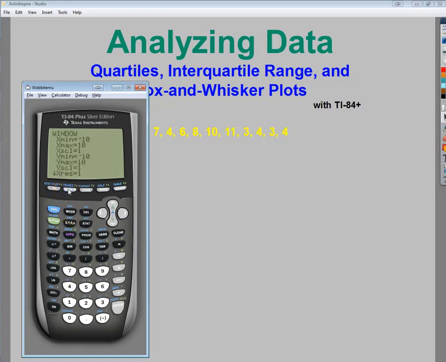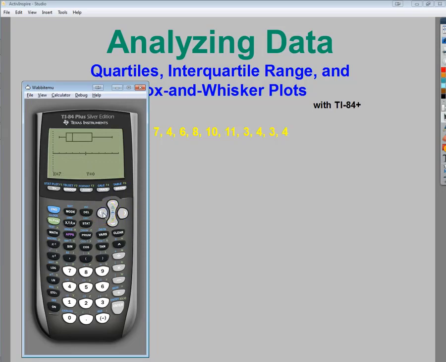I'm going to go to the window, and I'm going to change it. I usually go one below the smallest number, so 2, and my x maximum, I'm going to put one above, so 12. And now that that's all where it needs to be, I'm going to hit graph, and it should make a nice box and whisker plot for me.